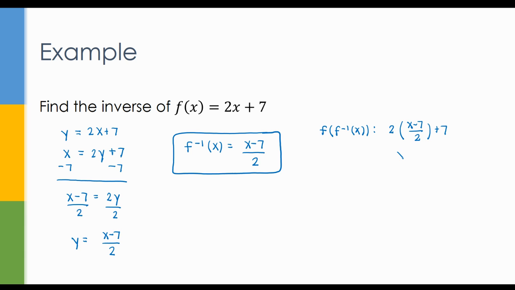Notice that the 2's will cancel. That gives you x minus 7 plus 7, and that gives you x. So that checks out. And then if I do it the other way, f inverse of f of x, then that means we would have 2x plus 7 going in for the x in my fraction. The 7's cancel. We have 2x divided by 2, so that gives us x. So once again, that checks that we have a true inverse here.